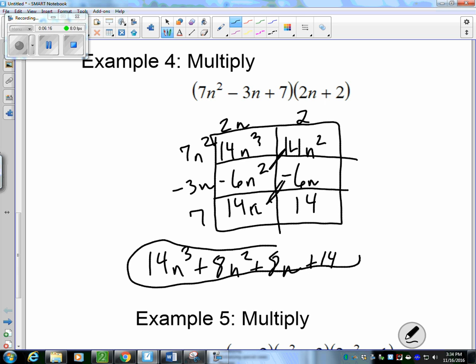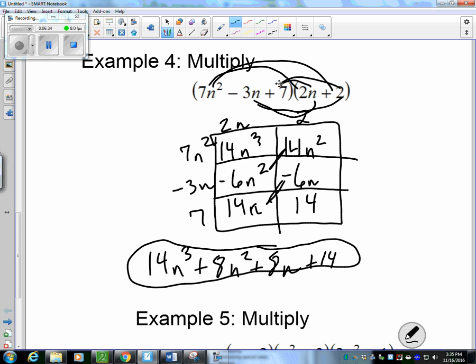Terrible circle job, but that's it. You could also multiply it out. If you didn't like Punnett square, you can multiply all of the terms, so it's triple distribution. You could have done it that way also, and you'll get the same answer.